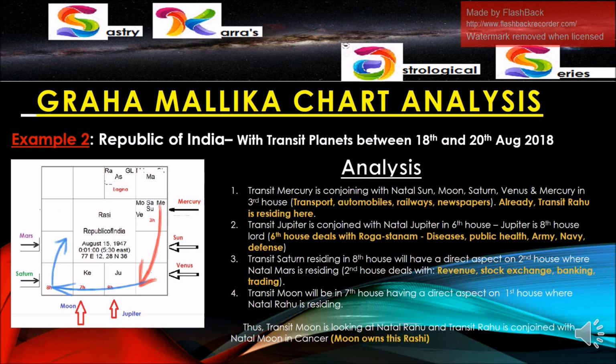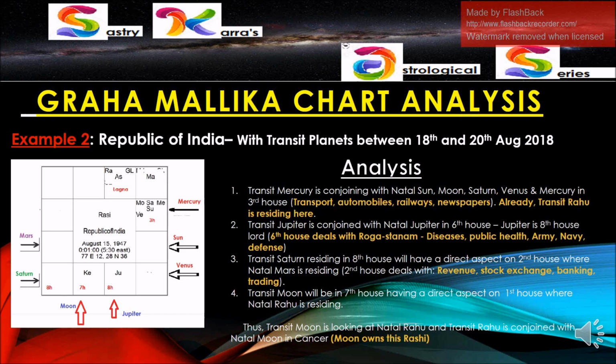When you look at the country, the third house deals with transportation, automobiles, and railways. Railways also come under transportation, so there is no specific part of railways. Automobiles, railways, and transportation, these are the three major things that the third house denotes, and that's where the Graha Mallika is starting. Transit Mercury is now co-joined with the natal Mercury during those 3 days.